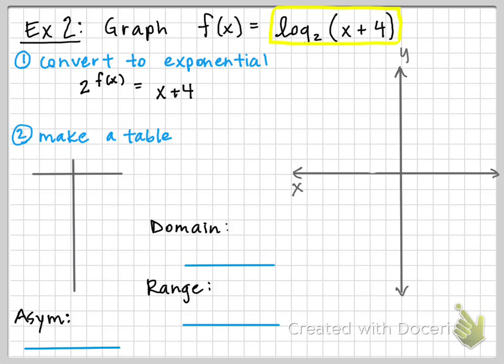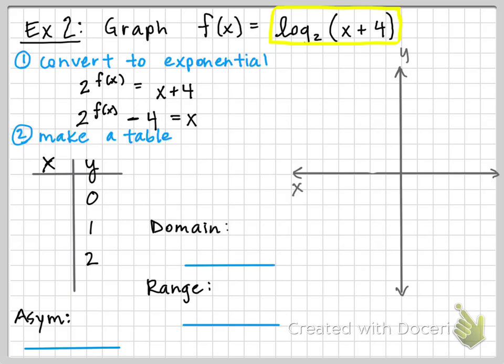Now in this case, I want to get x alone so that once I have some numbers on my table, I'm just getting x values to write down on the table. So to get rid of that 4, I'm going to subtract 4 on both sides. So I get 2 raised to the power of f of x, minus 4, equals x. I'm then going to make x's and y's. Again, y's are going to be 0, 1, 2 for now. And then we're going to plug in. So plug in 0 for your f of x.